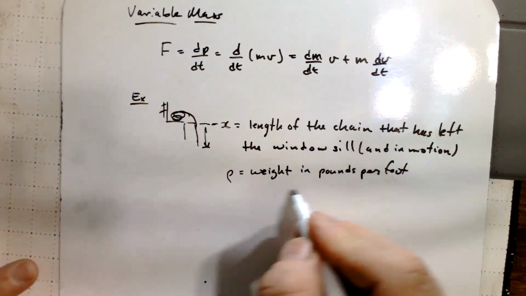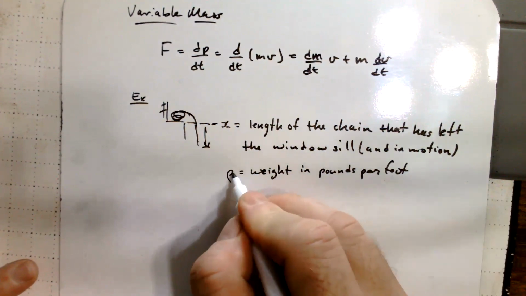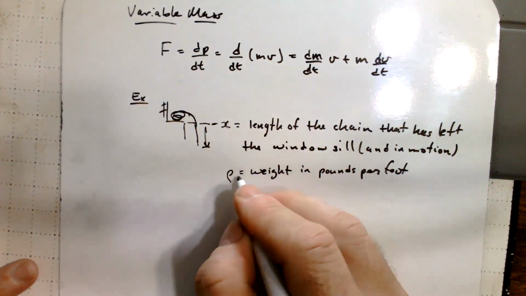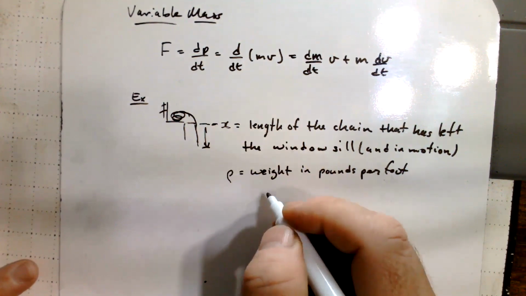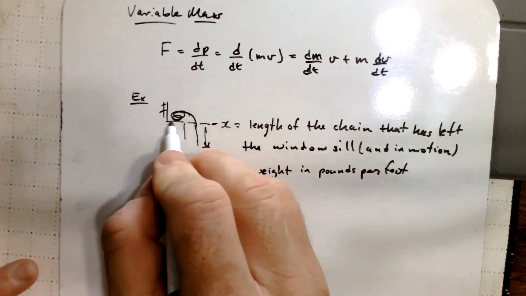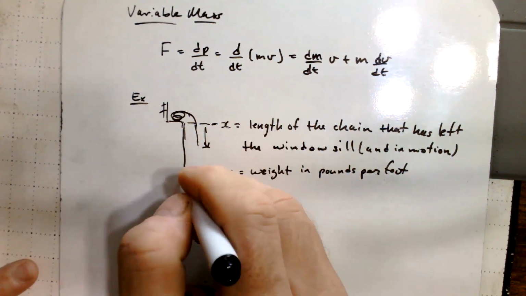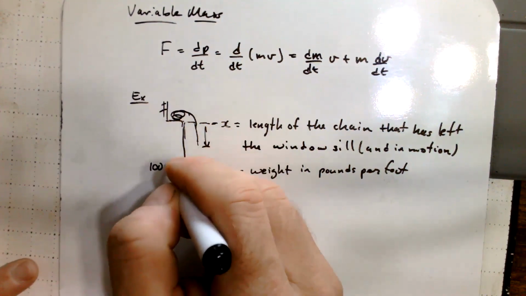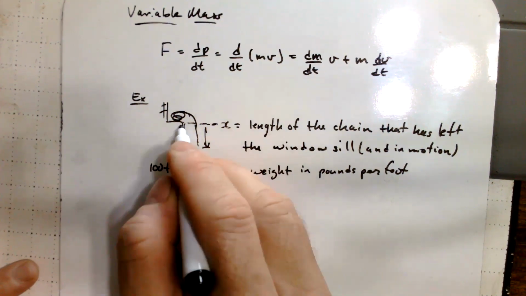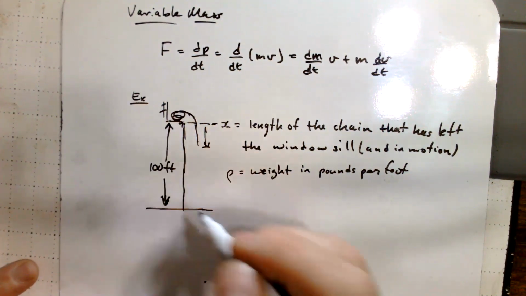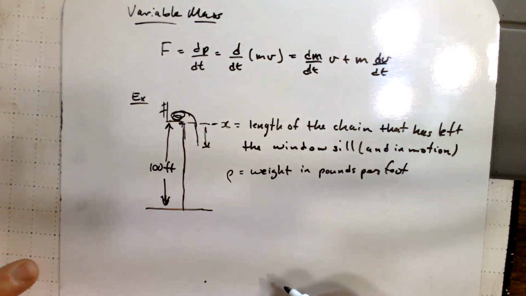Okay, so we have this rho of x. This is going to depend on our variable that we've defined here as x. So rho is a function of x. All right, so back to the problem then. Let's assume that our windowsill is pretty high up. We're going to say it's 100 feet from the top to the bottom. So there is our height, and we want to know.